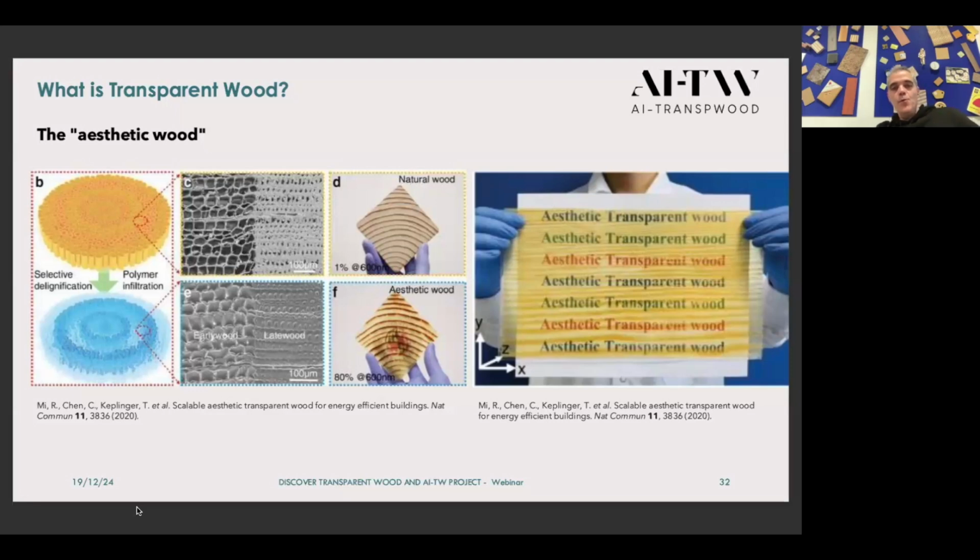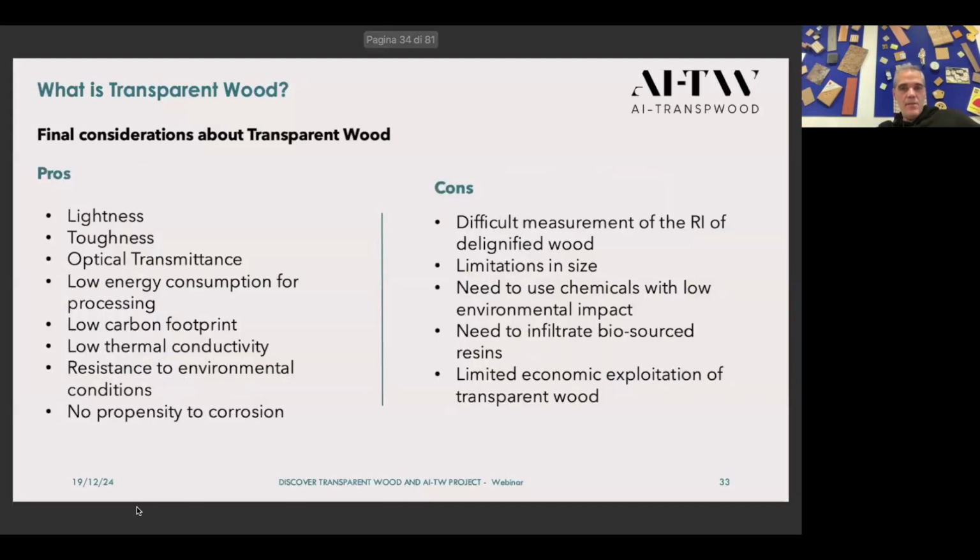It's a material in between wood and the transparent wood, but you see that the wood keeps the texture, and so it's quite interesting, even though it's not transparent wood at all. This is just to compare the main characteristics of wood with other materials like glass, like metals or ceramics, and the transparent wood is a light material.